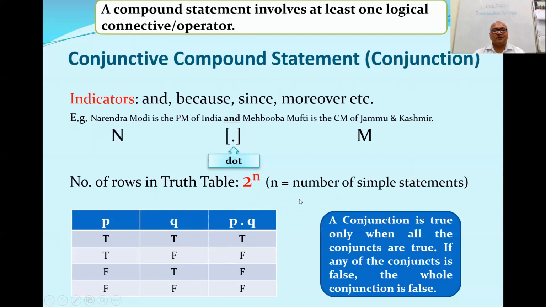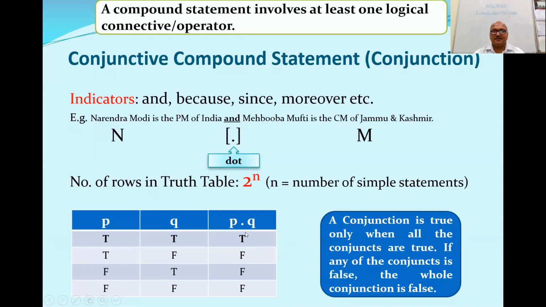Now, there is a rule with regard to the calculation of the truth value of a conjunction. The rule is this: a conjunction is true only when all the conjuncts are true. This is the rule regarding the calculation of the truth value of a conjunction. So a conjunction is true only in one condition, where all the conjuncts participating in it are true.